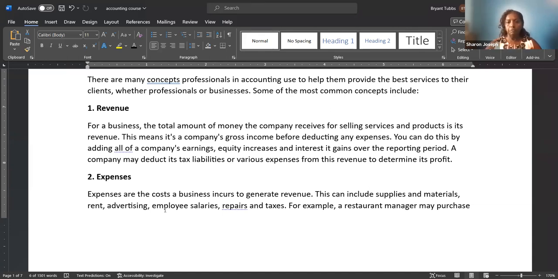Now, let's distinguish. Revenue is not cash. Revenue is what the company earns. We'll make that distinction later on when we talk about the cash method versus the accrual method.